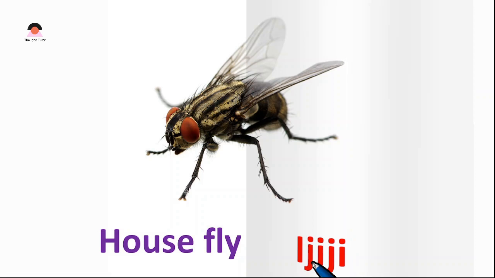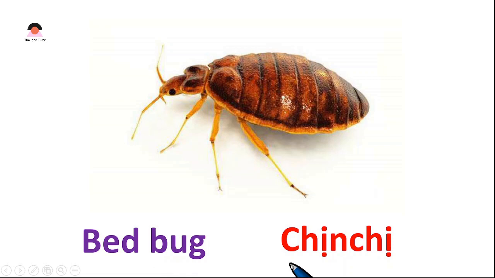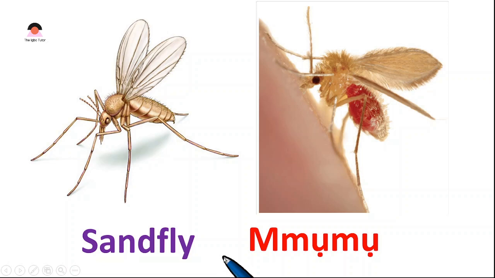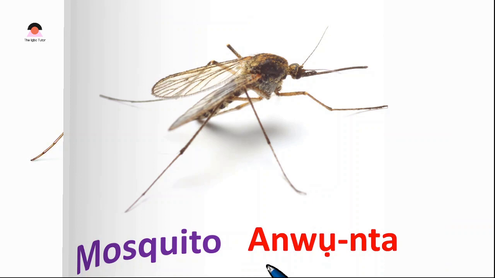Next is bed bug. What is that in Igbo? Chinchi. That is bed bug in Igbo. Let's move on to sandfly. Sandfly is called mumu. This is a sandfly that has not eaten on an empty stomach. This one has perched on a human being and sucked blood, so that's why it's reddish in the body. So it's mumu, sandfly.